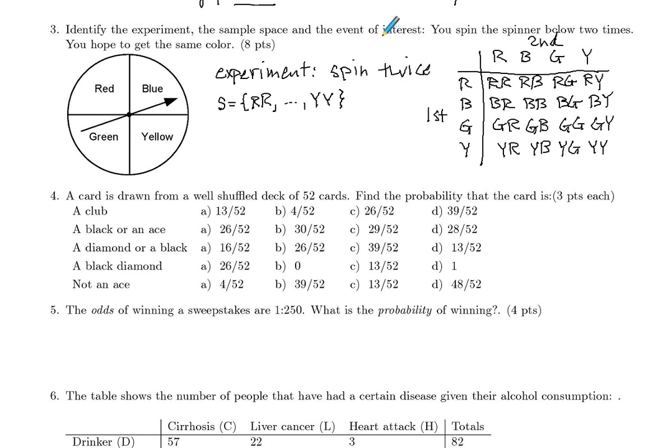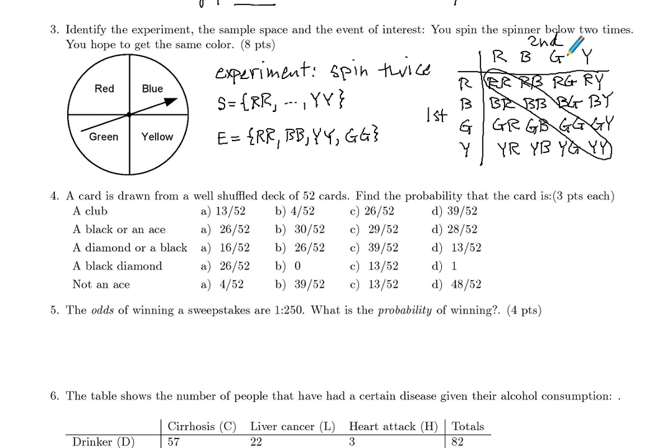And then list the event of interest. Okay, we hope to get the same color. So the same color would be red, red, blue, blue, green, green, yellow, yellow. So that is our event. Well, we've circled the outcomes in our event. The actual event of getting the same color, let's call that event E. And that event is a set because an event is a subset of the sample space. So that's the set containing the outcomes red, red, blue, blue, yellow, yellow, and green, green, in any order. Order doesn't matter in a set.